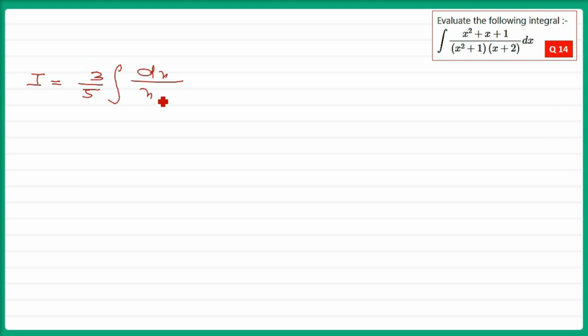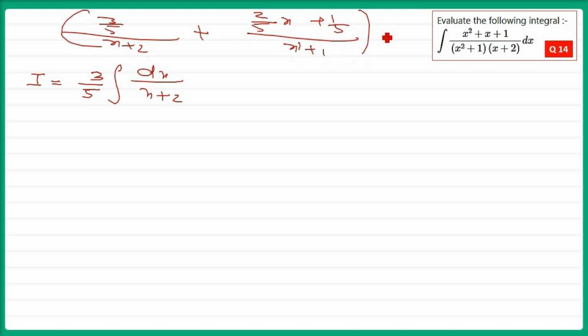The remaining thing inside integration we can have dx divided by x plus 2. This was the first term. The second term was bx plus c, so 2 by 5 x plus 1 by 5 divided by x square plus 1.